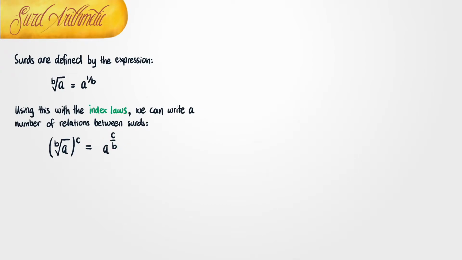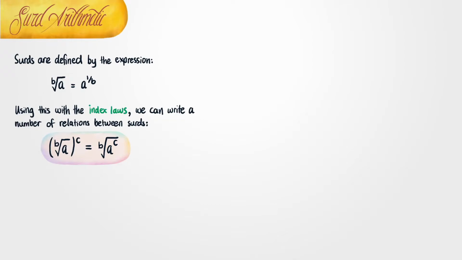Now at this point, I could say that this left-hand side equals the right-hand side, and I could call it a day. But instead, I'm going to move this 1 on b to the outside, because I want to show you a rule that's a little bit more useful. We can see that a to the power of c, all to the power of 1 on b, is going to be the exact same thing as the bth root of a to the power of c. And this is actually the first of our useful rules.